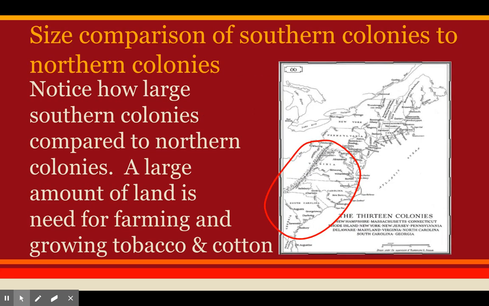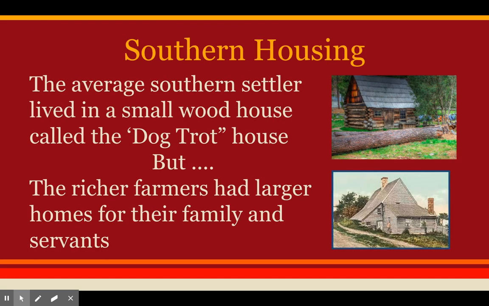If you look at the map, you'll notice that the Southern Colonies are basically large areas of land, and they're going to use that land basically for farming. There'll be fewer cities than you'll find in the North, but the land will be richer, more fertile, and very agreeable to farming. And they will be growing tobacco and cotton.